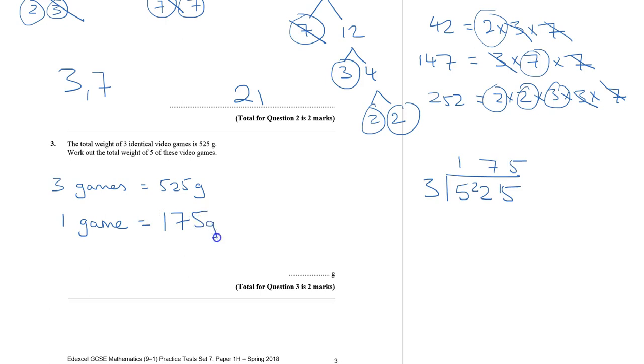175 grams. So then the weight of 5 games would be 5 times 175. Now, you can do this any way. I'm going to do it column method. So 5 5s are 25, 5 7s are 35, plus the 2 is 37, and then 5 times 1 is 5, plus the 3 is 8, so 875 grams.